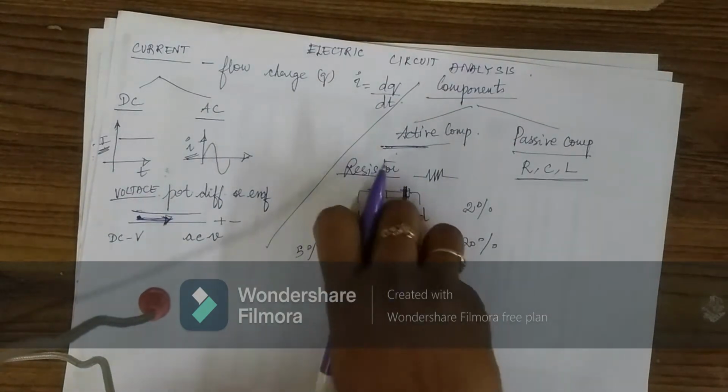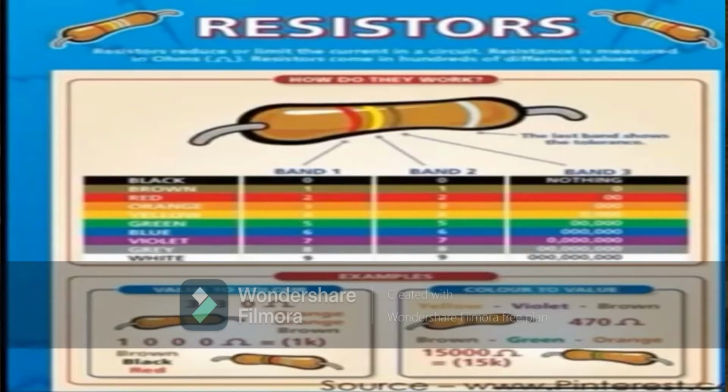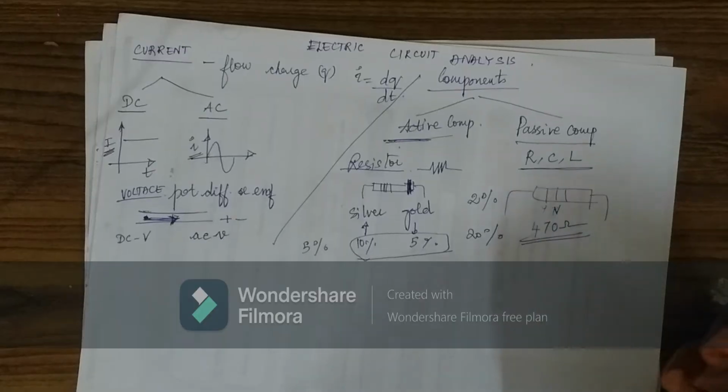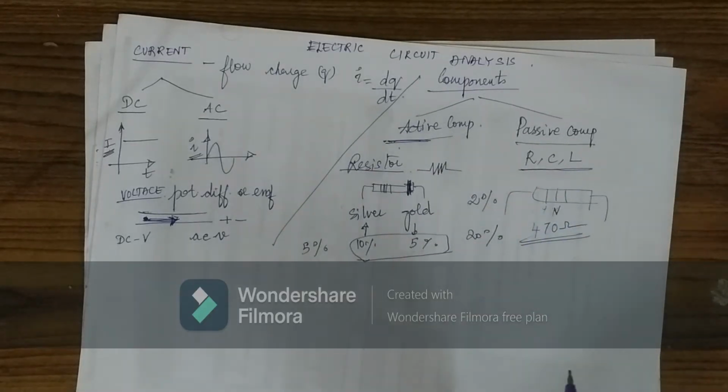Once again, say the three bands on the resistor are yellow, violet, brown. The color code for yellow is 4, for violet is 7, and for brown it is 0. It is 470 ohms. Okay, like this you have to read the values of the resistor.